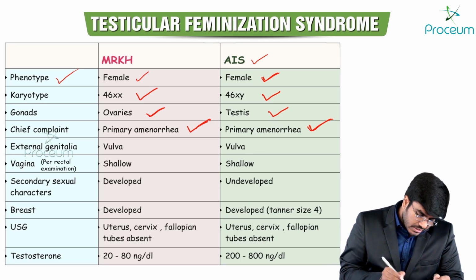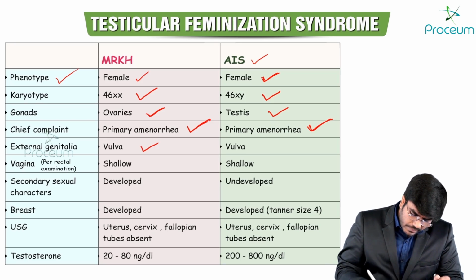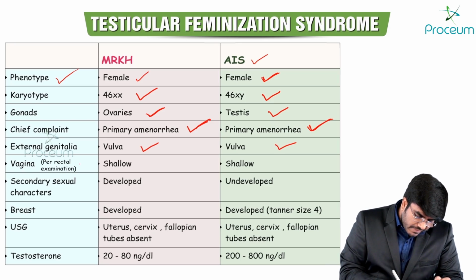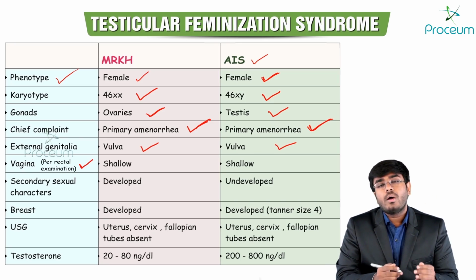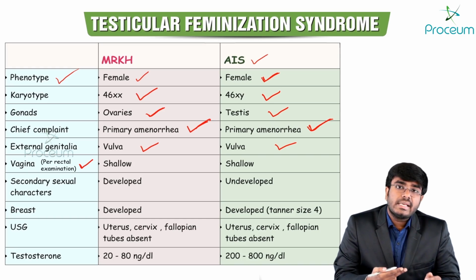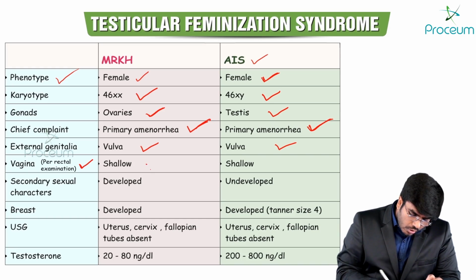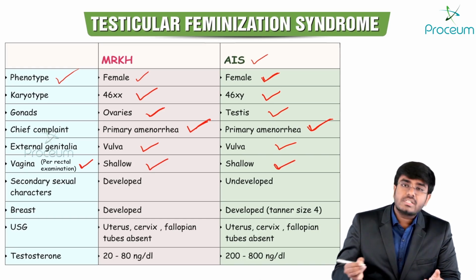Okay, now what about the external genitalia, guys? External genitalia is vulva. Here also vulva. What about the vagina, guys? If you have performed the digital rectal examination, the vagina is shallow here, even shallow here. Both the conditions are shallow.